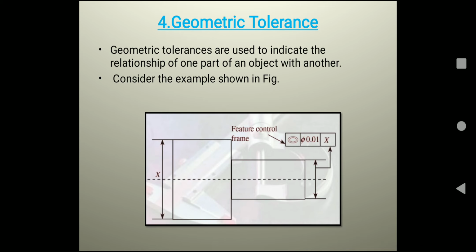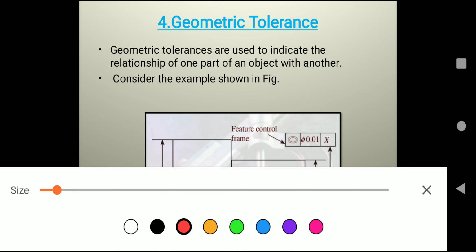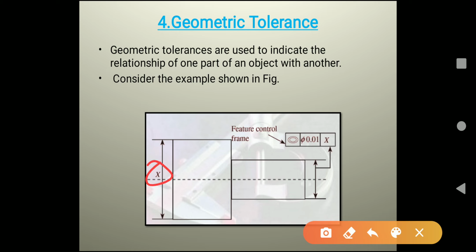So this is the final type of tolerance system, that is geometric tolerance. As you can see in the figure, geometric tolerances are used to indicate the relationship of one part of an object with another. Consider the example shown in the figure. Here you can see there are two cylindrical parts which are correlated with each other. Here the x datum is referenced, and in the feature control frame it is given that the concentricity can be tolerated up to 0.01 with respect to that x datum.